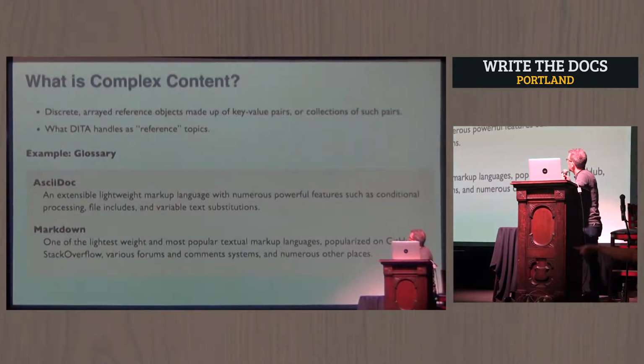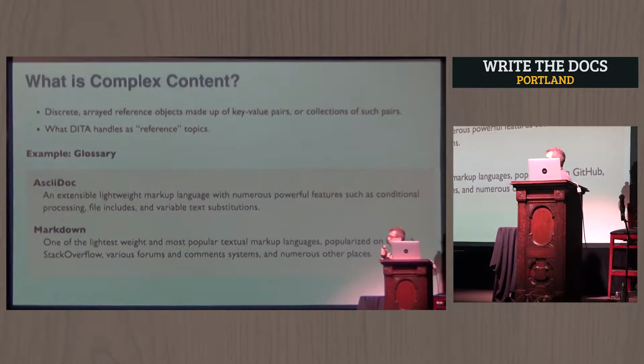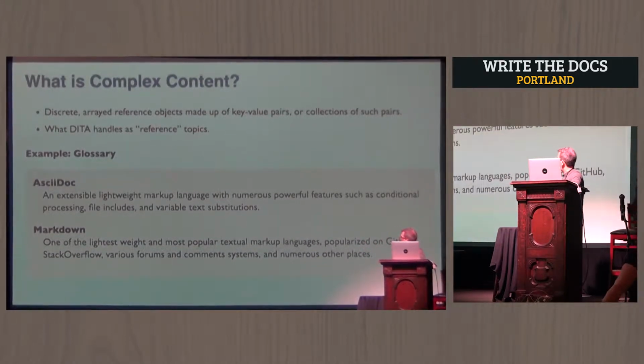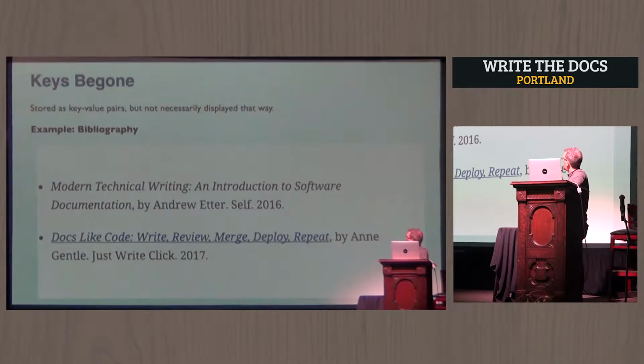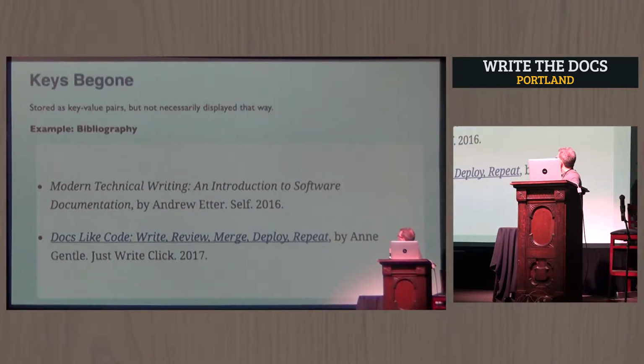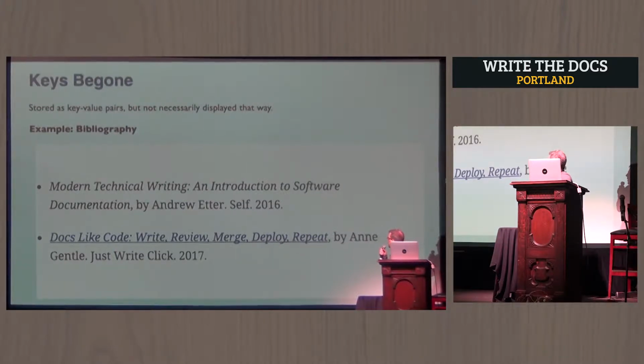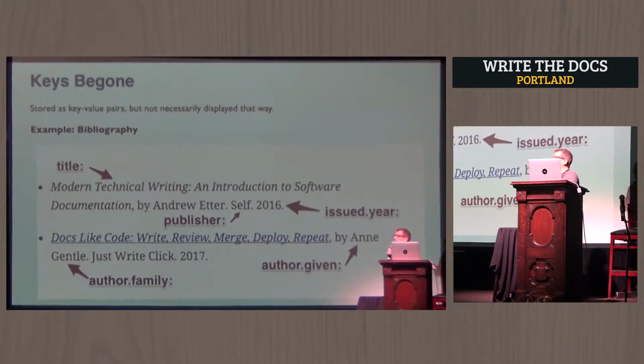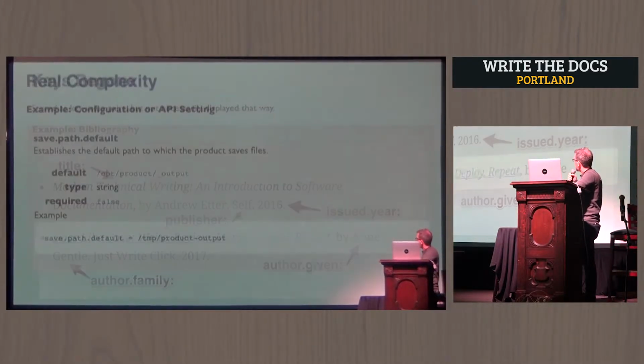What am I talking about by complex content is anything that's parameterized. It has a key and a value. So say a glossary has the term and the definition. We all recognize that. A bibliography might hide some of the keys, but what it's doing is evaluating the keys and giving us their values. Here's the keys behind a bibliography.